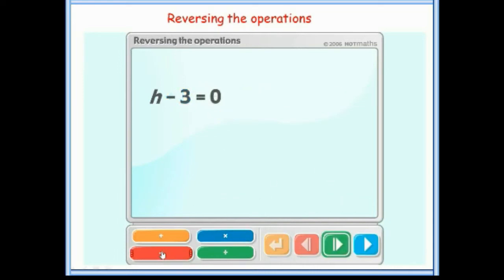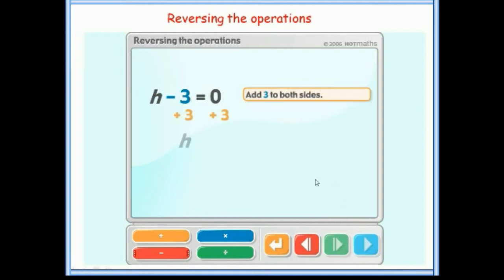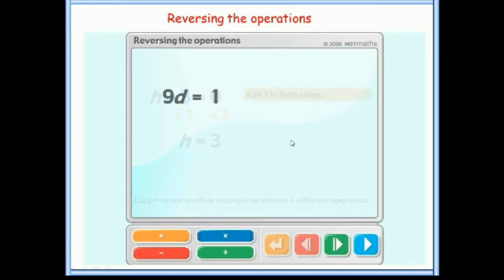The second one is the subtraction equation: h minus 3 equals 0. Sorry, I need to know h equals what? This minus 3 is giving me trouble. I want to get rid of minus 3 from that side. What's the opposite of minus 3? The opposite of minus is plus. So we're going to use plus 3 on both sides. Minus 3 plus 3 is 0, and 0 plus 3 equals 3. So h equals 3. The third type of equation is the multiplication equation.